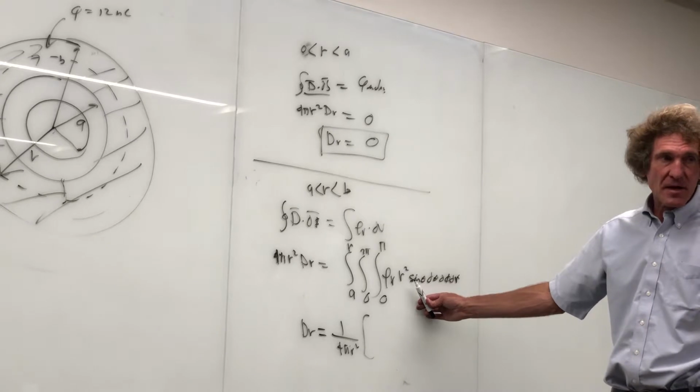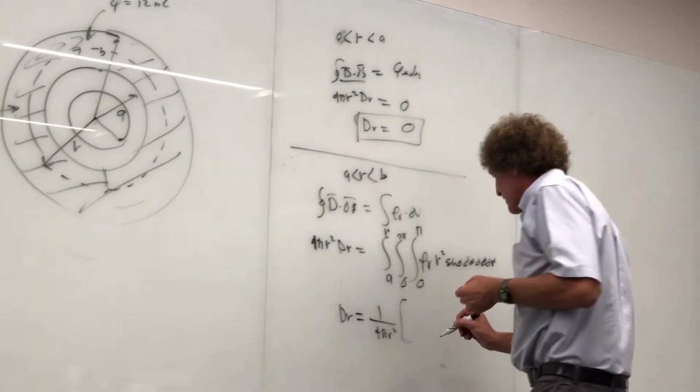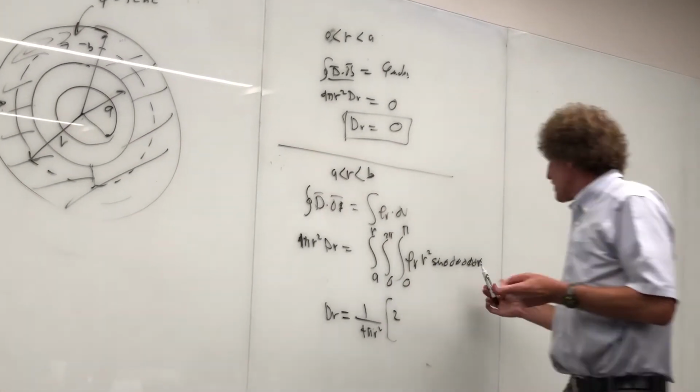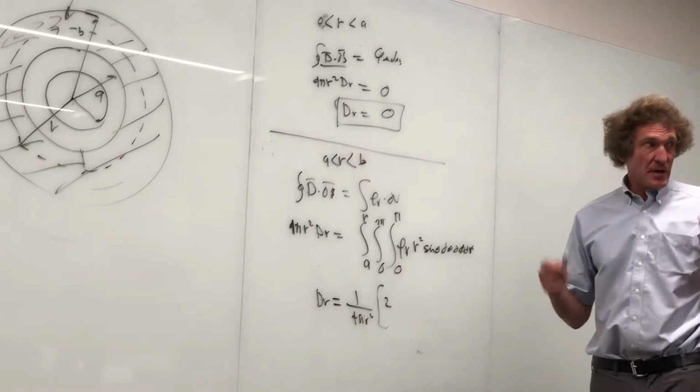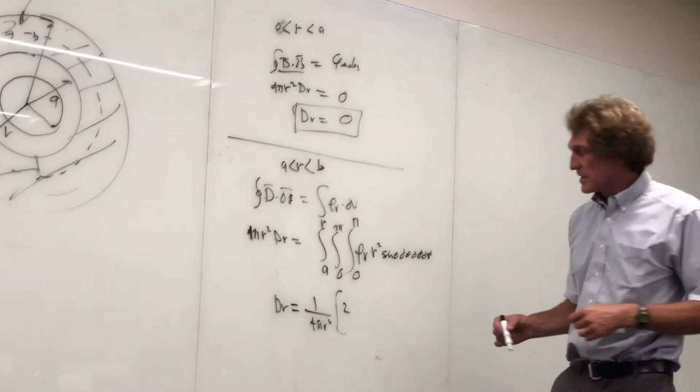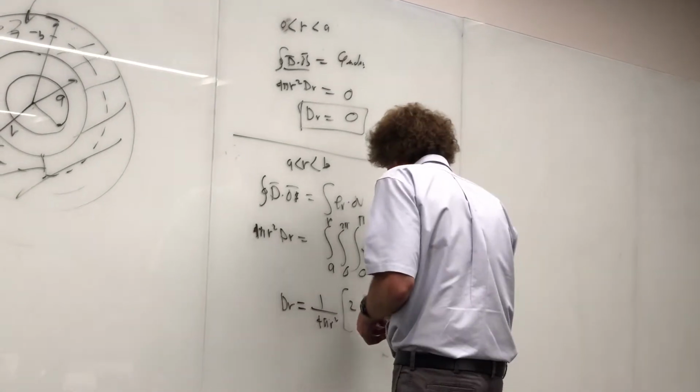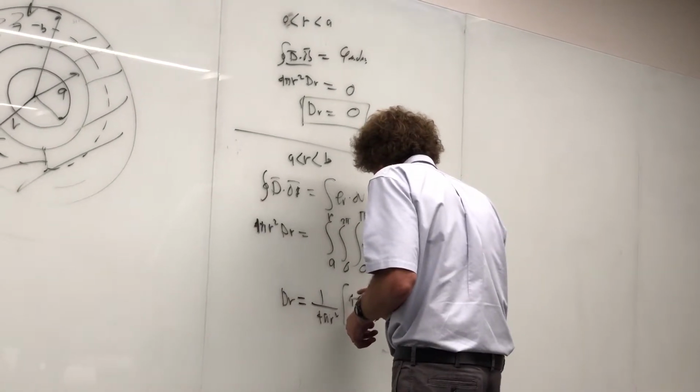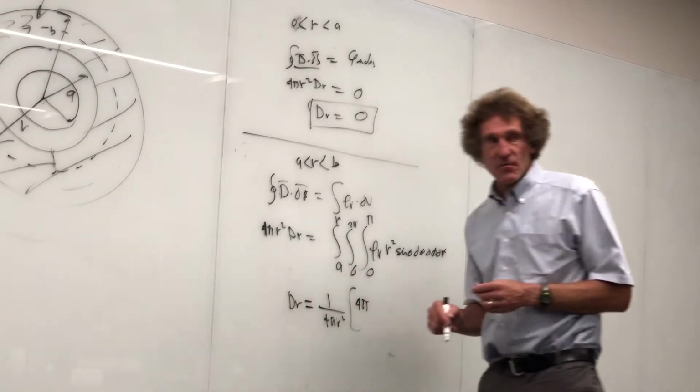You can do it. I've done this so many times. Now, when you integrate d phi from 0 to 2 pi, you get 2 pi. There's nothing that's a function of phi in there except d phi. So it's going to be 2 pi. So that means this becomes 4 pi, essentially, right? 2 times 2 pi is 4 pi.